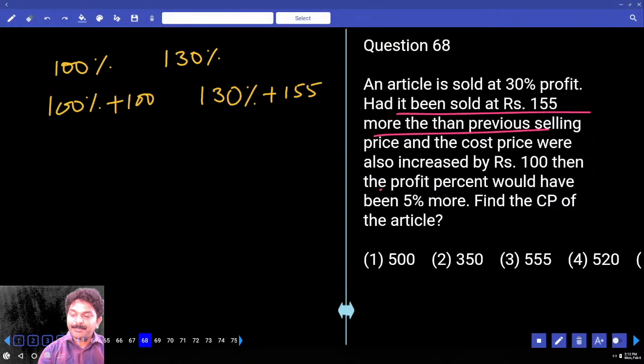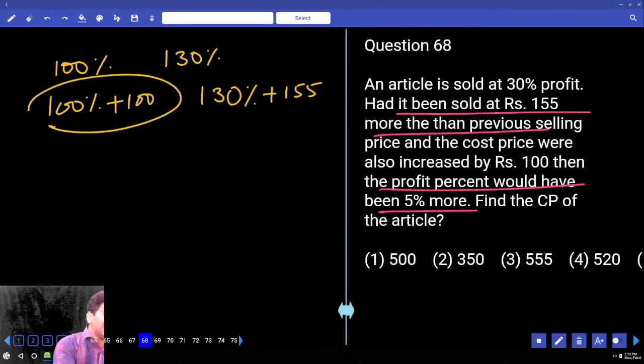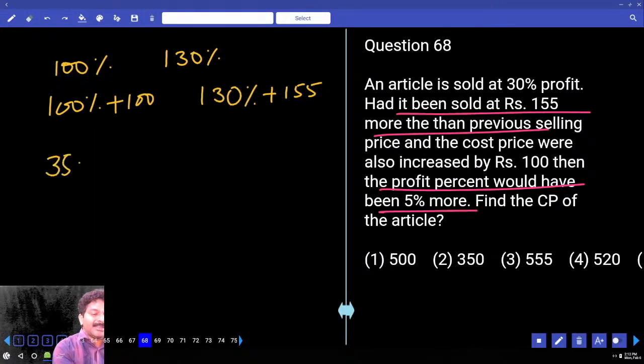Now they said profit percentage would increase by 5%. Earlier how much percent was the profit? 30. But now 5% more. That means 35% more than the cost price. Cost price here is 100% plus 100. So when you calculate 35% of this number, that is 35% plus 35 rupees. Correct? This is profit obtained in second case.